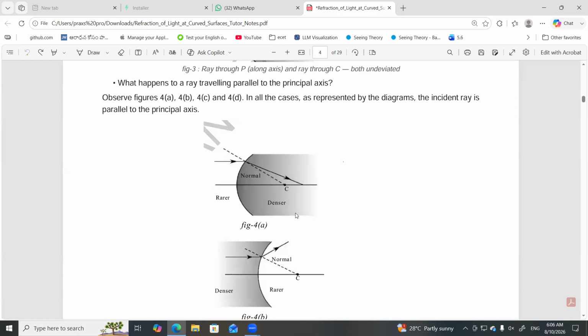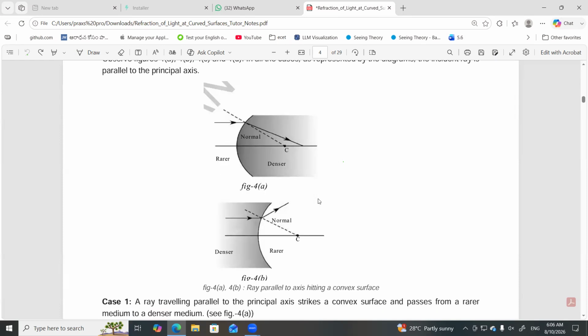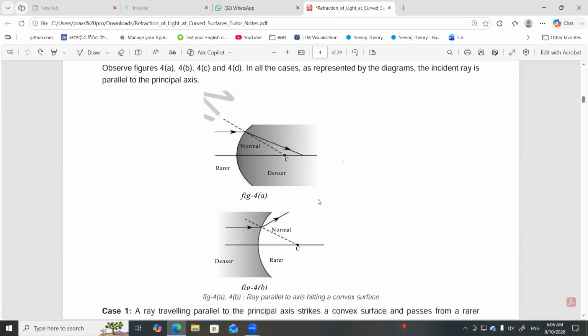Now, what is the difference between this first diagram and second diagram? Here, when the ray goes from the rarer medium to denser medium, it goes towards the normal. Meaning, I think it converges. No, no, no. It bends. Here, it is moving away from the normal. Here, the curved surface is concave shape, and the light ray is coming from denser medium to rarer medium. That will be the difference.